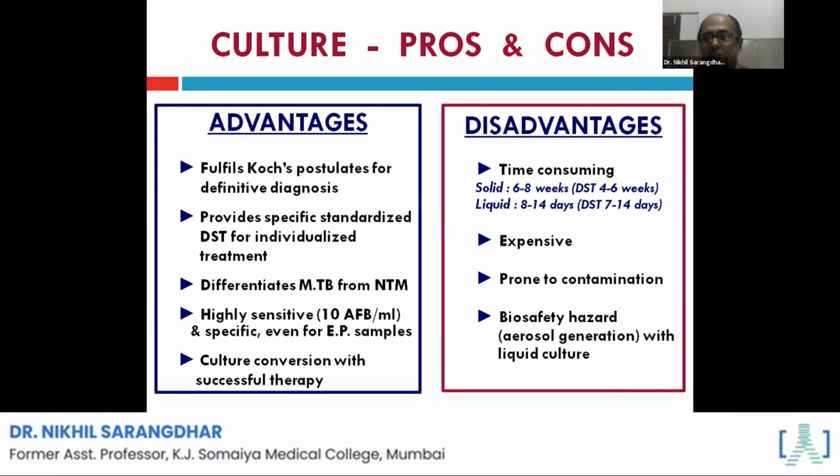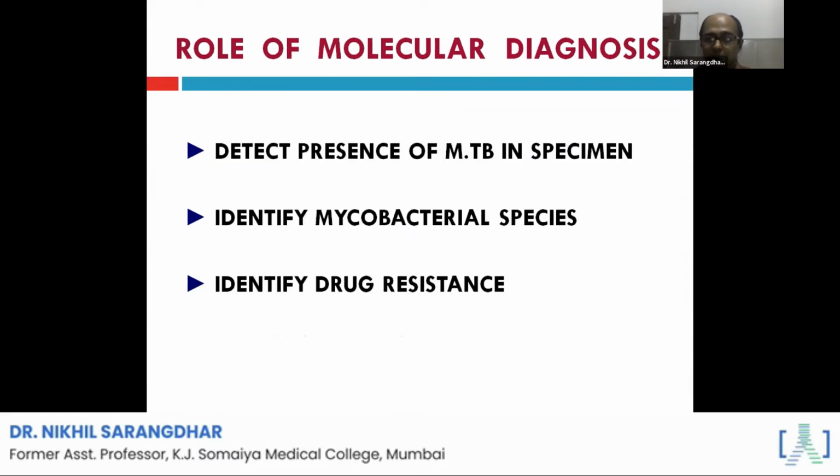The disadvantages of culture are that it's time consuming, it's expensive, cultures are prone to contamination, and you have biosafety hazards. Particularly with liquid cultures, there's a lot of aerosol generation. So now, to take away some of the disadvantages of culture, mainly the time, the expense, and other things, we have molecular tests, which have come up since the last 2.5 decades. What do these molecular tests do? First and foremost, they detect the presence of Mycobacterium tuberculosis in the specimen. They identify the mycobacterial species as MTB, and they identify drug resistance if it is present.